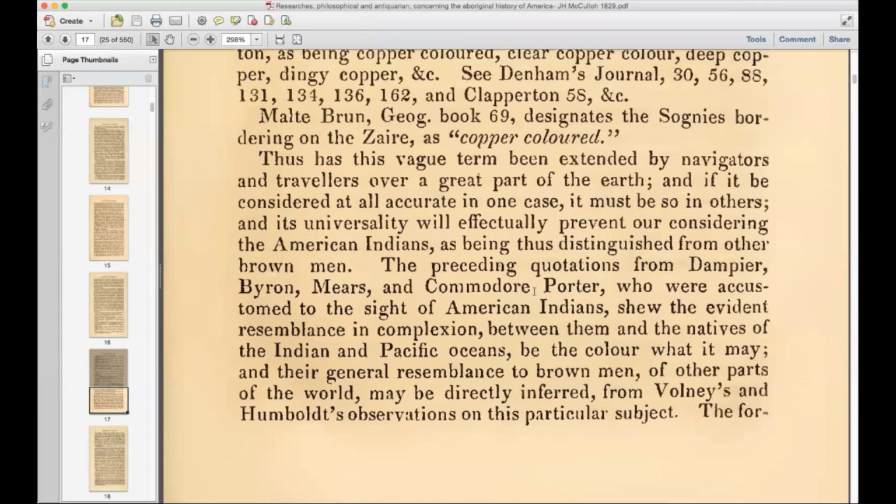All right, so after he shows those examples down here, he says, the preceding quotations from Dampier, Byron, Mears, and Commodore Porter, who were accustomed to the sight of American Indians, show the evident resemblance in complexion between them and the natives of the Indian and Pacific Oceans, be the color what it may, and their general resemblance to brown men of other parts of the world. Brown men, American Indians, may be directly inferred from Volney's and Humboldt's observations on this particular subject. All right, these are scholars he just quoted.